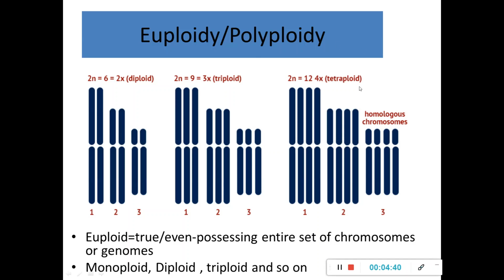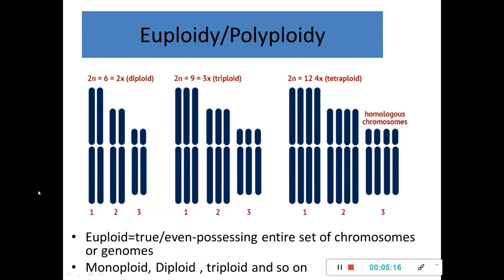So it means that when a mutation results in an increase in the entire set of chromosomes, when the entire set of chromosomes is getting multiplied, that is referred to as polyploidy. Now, if you have only one single set of chromosomes, it is referred to as a monoploid. If you have two sets of chromosomes, you refer to it as a diploid. And if you have three sets of chromosomes, it is a triploid.